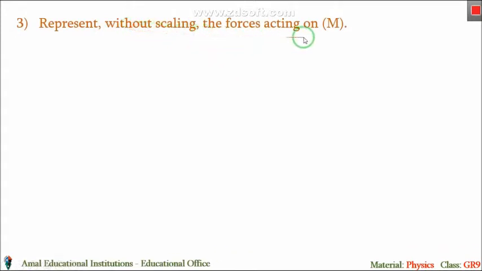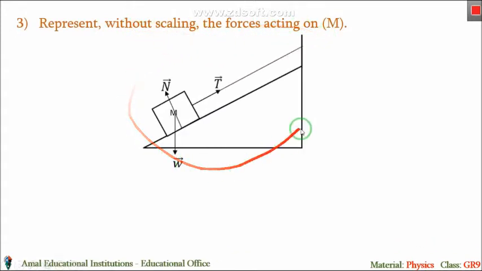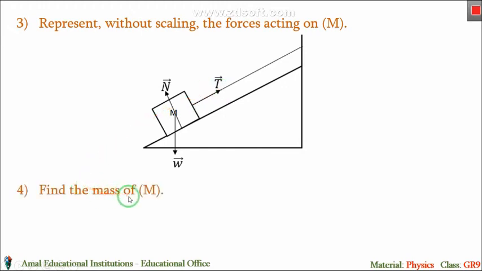Represent without scaling the forces acting on M. When we want to draw the three forces, first, the weight force is drawn from the center of gravity of the block M vertically downward. The normal force is drawn from the center of contact between the block and the inclined plane, like this. The most important condition for any normal force is that it must always be perpendicular to the plane. The tension force is drawn from the point of contact between the block and the string along the rope we have.